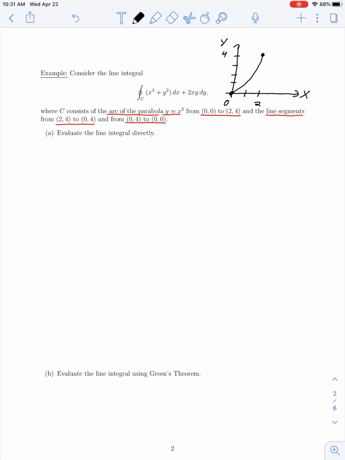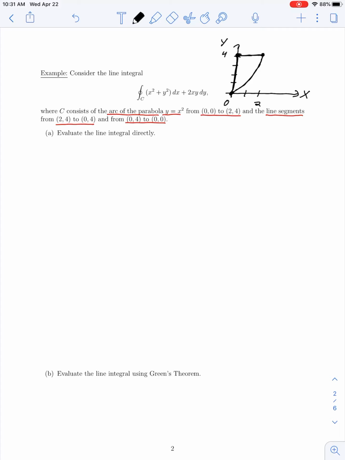So we have this arc opening upward, connecting those 2 points, followed by the line segments from (2, 4) to (0, 4). So (0, 4) is this point. We were looking at the line segment connecting those points. And then followed by the line segment from (0, 4) back to the origin. So that is along the positive y-axis, the line connecting (0, 0) to (0, 4).